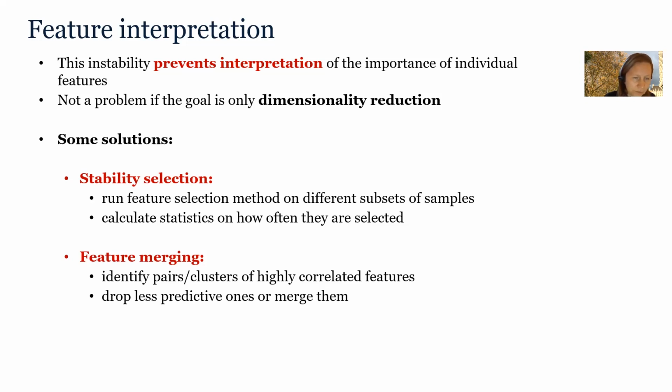Second type of solution is feature merging. So we can identify pairs or even clusters of highly correlated features, and then we merge them. Either we drop the less predictive ones and choose one representative feature, or we merge them, for example, by averaging or PCA.